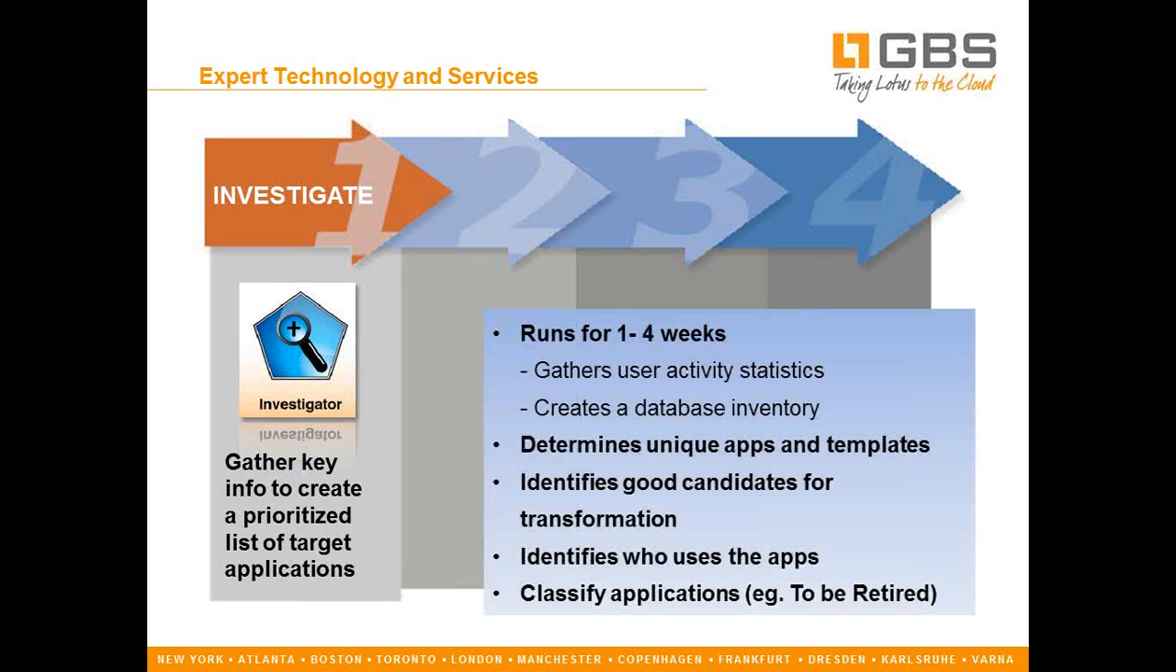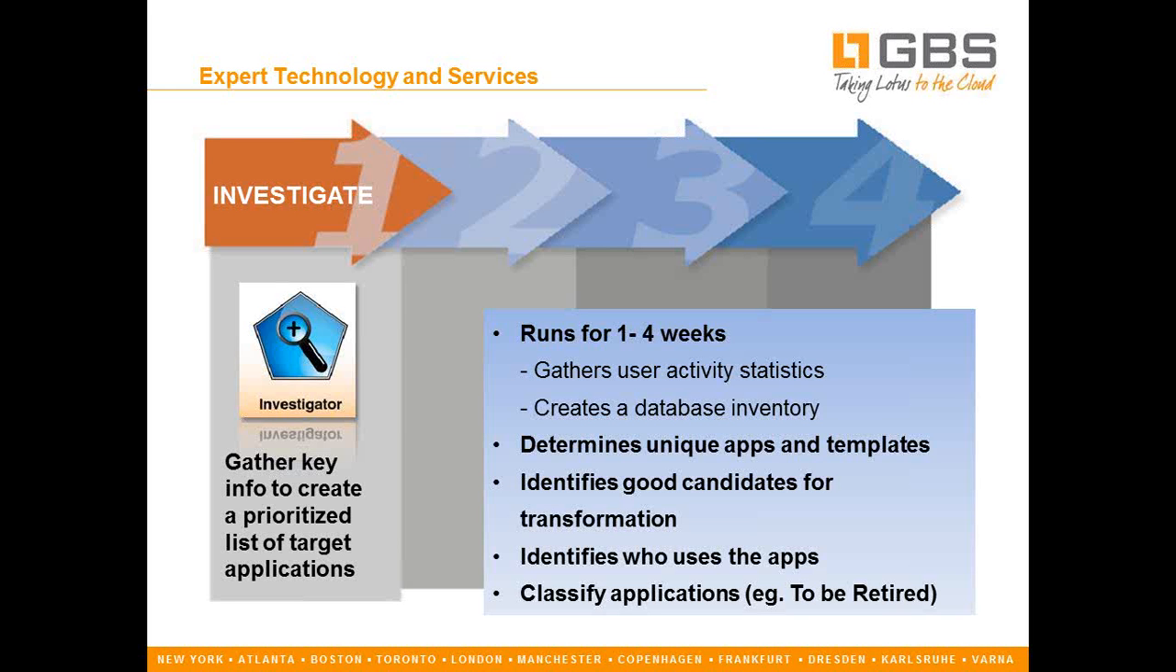The transformer process itself. So let's say you wanted to engage and modernize your application infrastructure with the GBS transformer technology. The first step is that we do the investigation, which is done by the investigator. We use the investigator to gather the key information that builds a prioritized list of the target applications that are going to be conducive to automatic transformation.